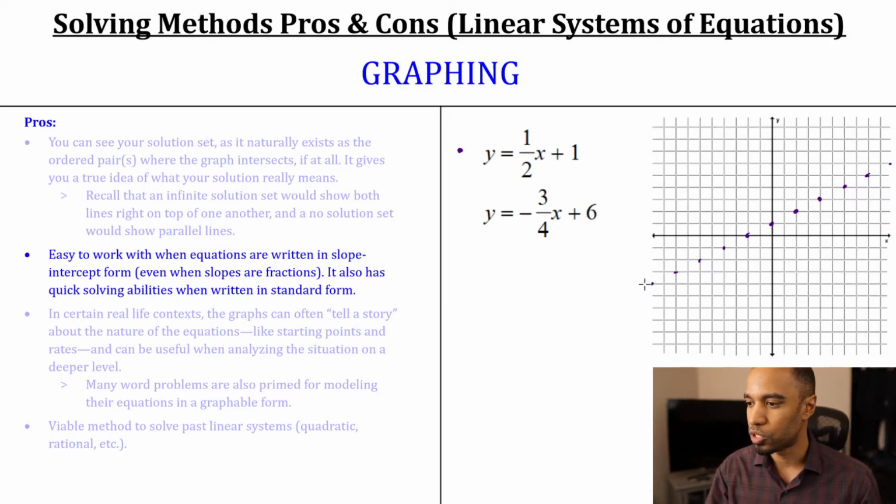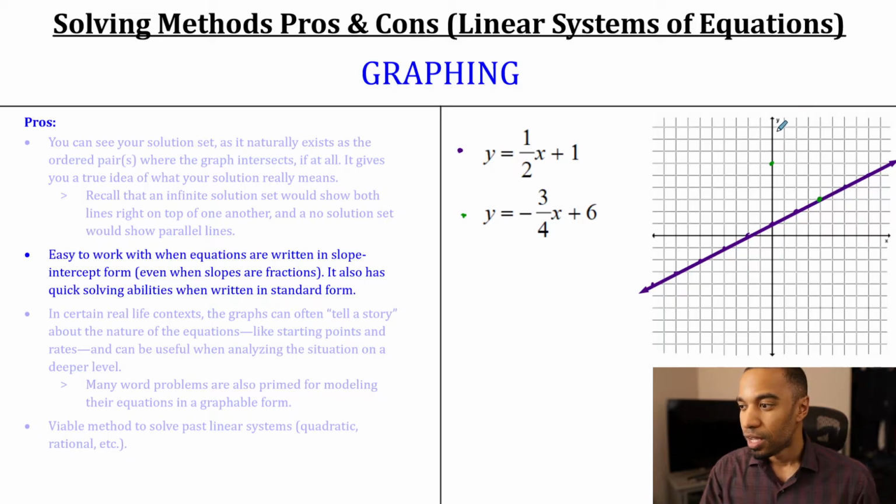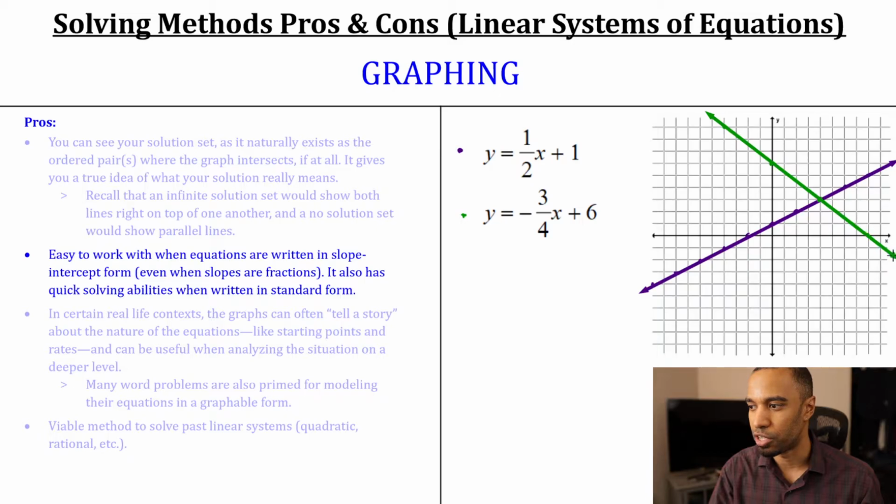It also has quick solving abilities written in standard form. I'm not going to graph a standard form one for you right now. I'm just going to do this one. But in standard form, keep in mind that you can find the intercepts very simply. Set x equal to 0 or set y equal to 0 to solve for one or the other intercepts. The only problem with those ones is when the intercepts are not integers and they're fractions of some sort. It doesn't really work out to be the best in that case.